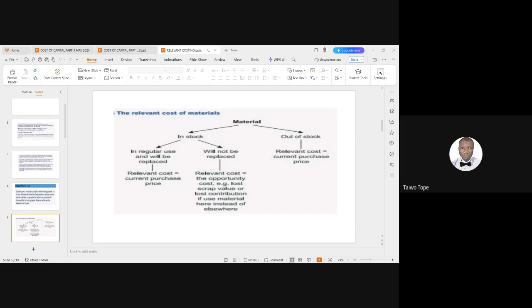Once you see the statement, material X, material Y, material Z is in regular use, just know that the relevant cost associated with that material is the replacement value. The replacement value is the current market value. When you go to the market today to buy that product, how much will you pay for it? The price you're going to pay for it as of today is the relevant cost of that material.